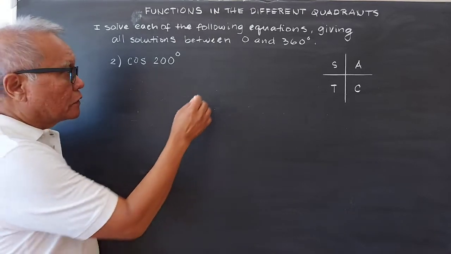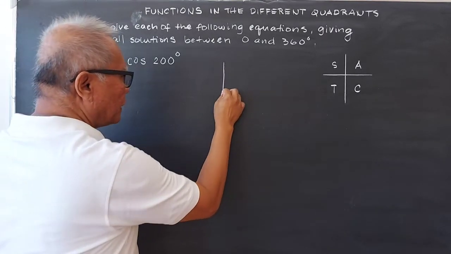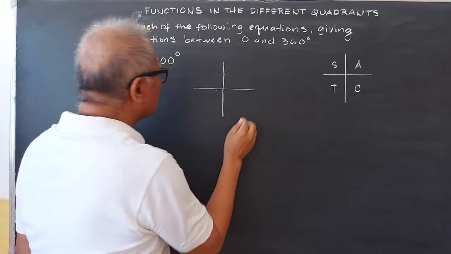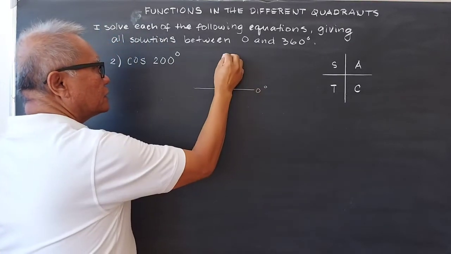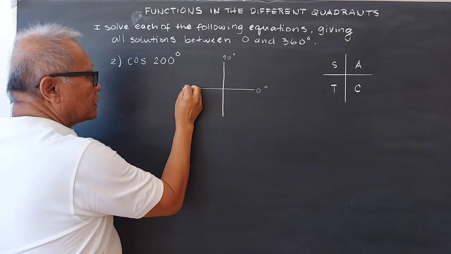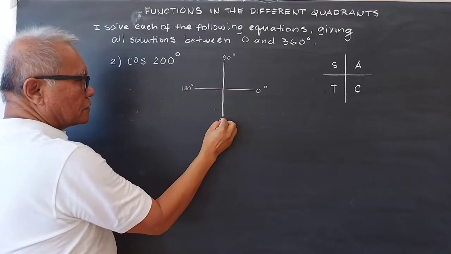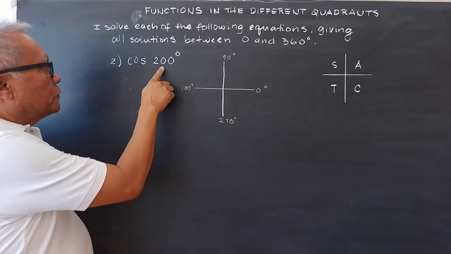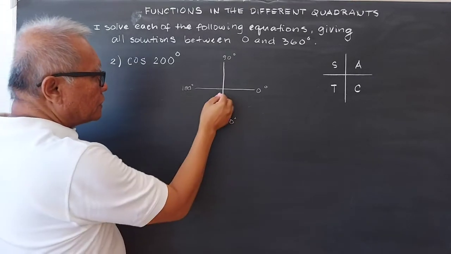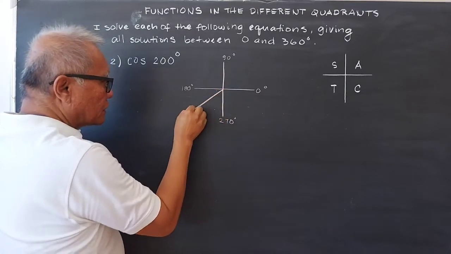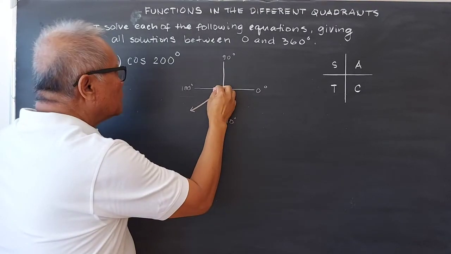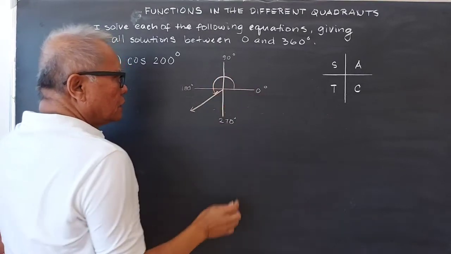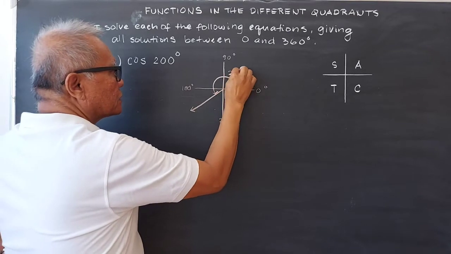Okay. Let's have number 2. So first, we draw our diagram to locate the 200 degrees. So we have this one, 0 degrees again, the 90 is here, 180 degrees, and 270. Of course, that is 360 degrees. So we locate the 200 here. 200 will be in the third quadrant. Okay. So from here up to here is 200 degrees.